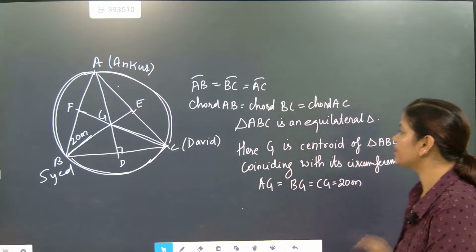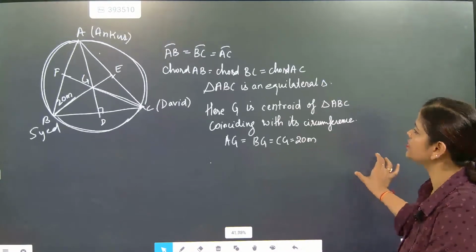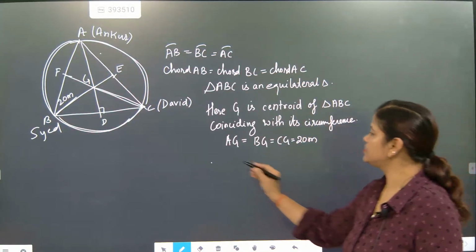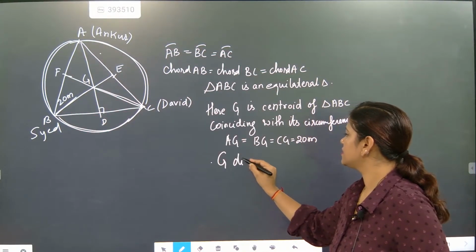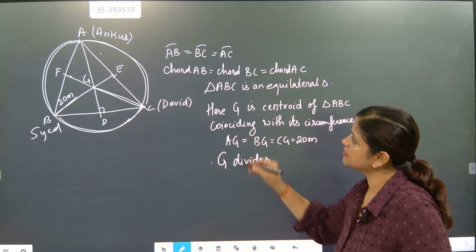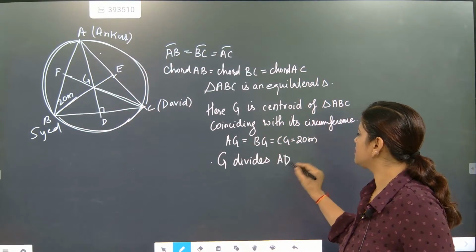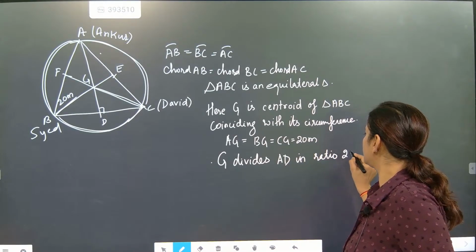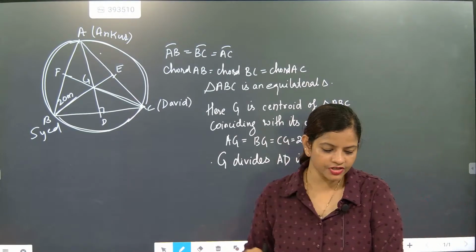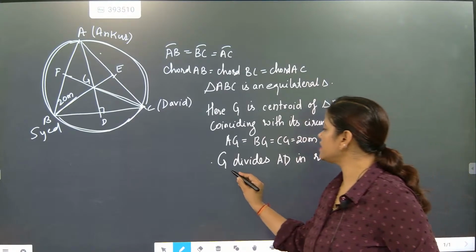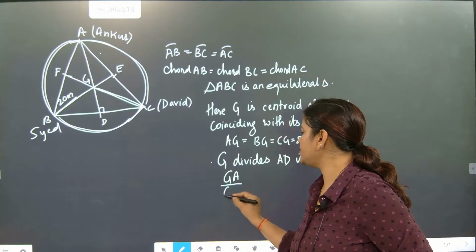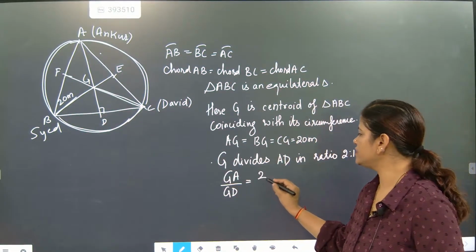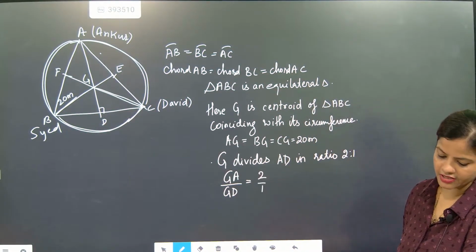Always remember, the centroid divides the median into two parts in a ratio. Write down. So G divides AD in ratio 2 is to 1. So what is exactly the part, beta? GA by GD is equal to 2 is to 1.